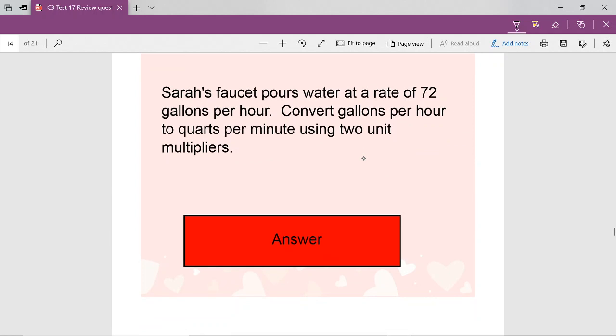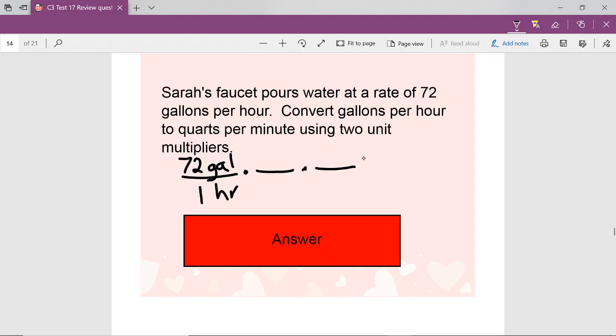Sarah's faucet pours water at a rate of 72 gallons per hour. Convert gallons per hour to quarts per minute using two unit multipliers. So I always start with my information as a fraction, 72 gallons in 1 hour. Then I'm going to use two unit multipliers. Because I need to change the gallons to quarts and I need to change the hours to minutes.